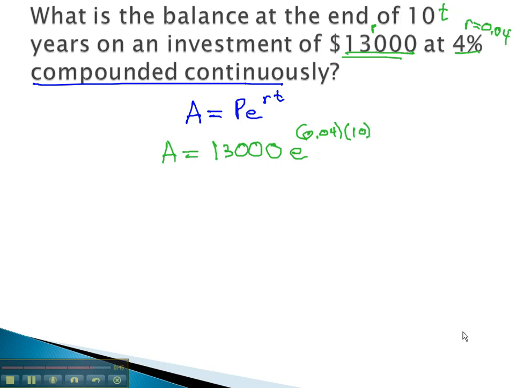Again, being careful with your calculator that the exponent is calculated together, multiplying everything out, we end up with A, the final amount in this account after 10 years, is $19,393.72.